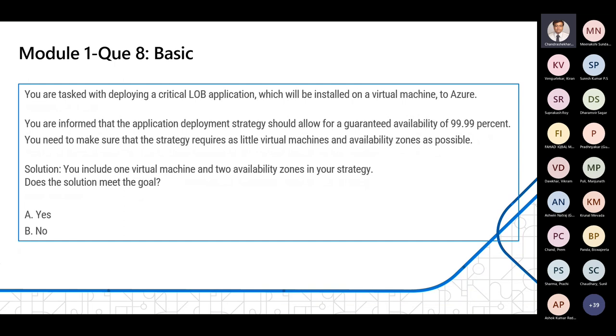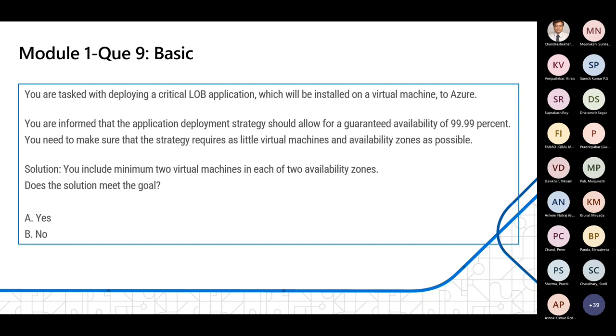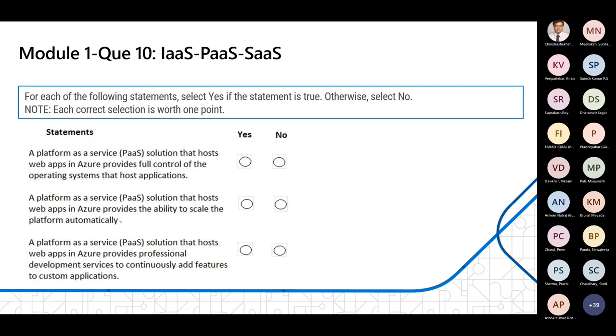What if we have one virtual machine but two availability zones? That is an impossible scenario, because we cannot have one machine created across two zones. We have to have two availability zones, one machine in one availability zone and another machine in another. So one VM in two zones is not possible. You include a minimum of two virtual machines in each of the two availability zones, and only there can you get a 99.99 SLA. This is the correct answer. So you have to find the correct answers from the question. Answer this.